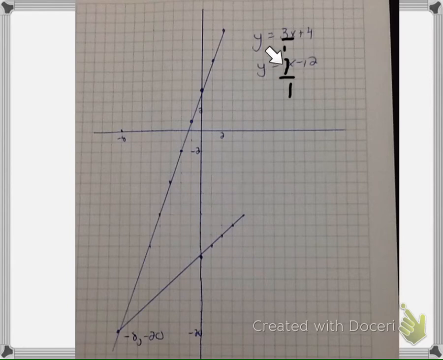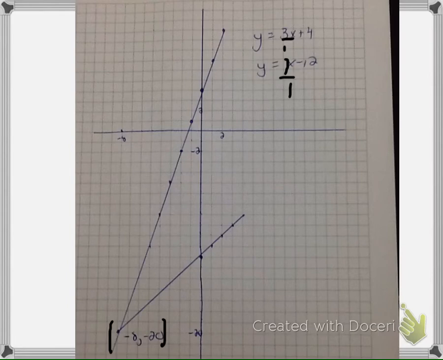The reverse of going up 1 and to the right 1 is to go down 1 and to the left 1. So down 1, left 1, down 1, left 1. I kept doing that until the lines intersected. They intersect here. Don't forget to write that as an ordered pair on your paper.